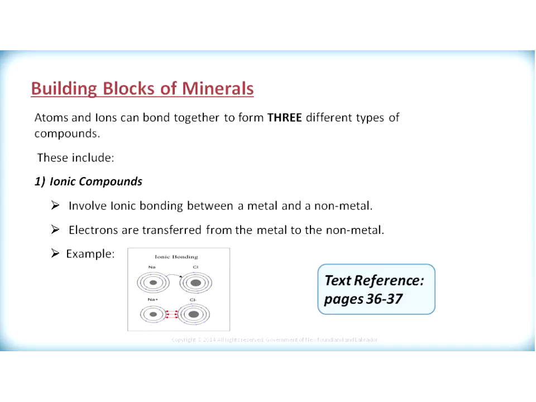Atoms and ions can bond together in 3 different ways, and they form 3 different types of compounds. These include, number 1, ionic compounds. Ionic compounds involve the ionic bonding between a metal and a nonmetal, where the metal consists of a positive ion and the nonmetal consists of a negative ion.